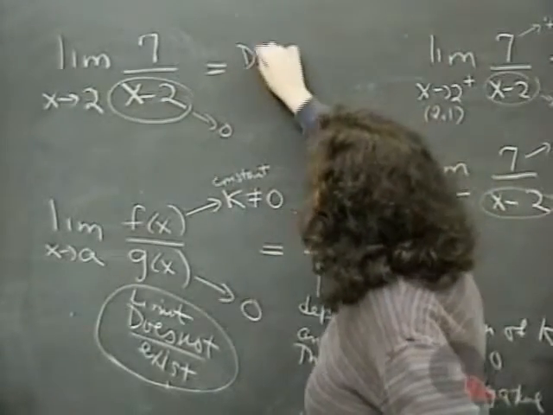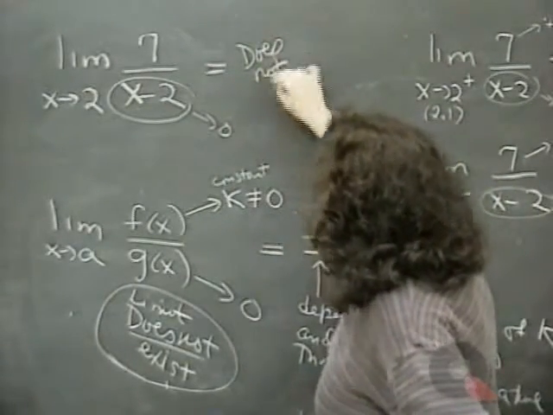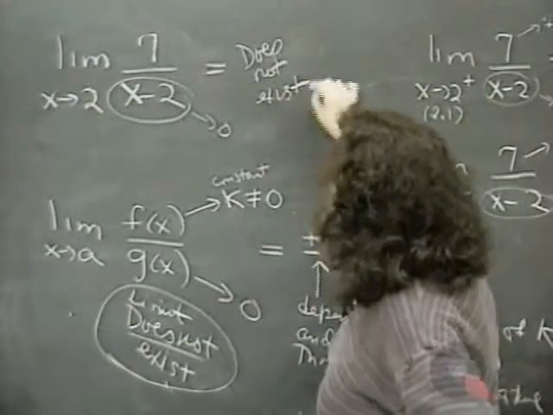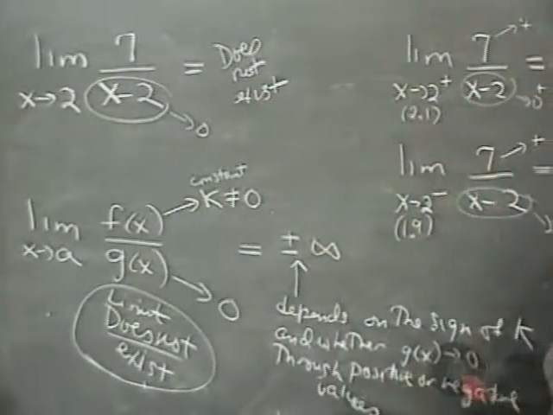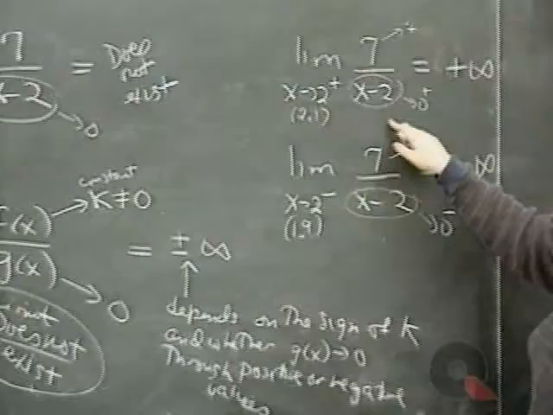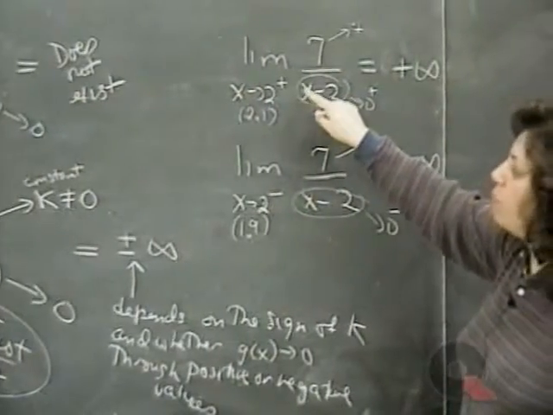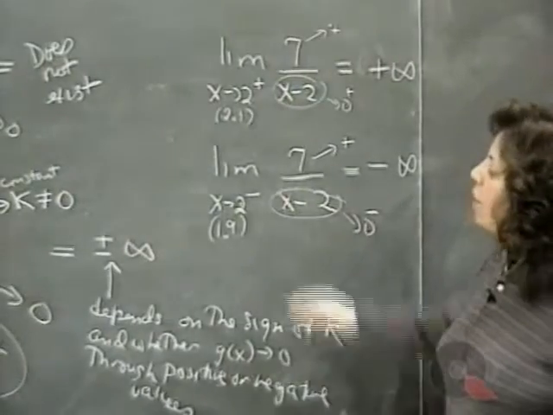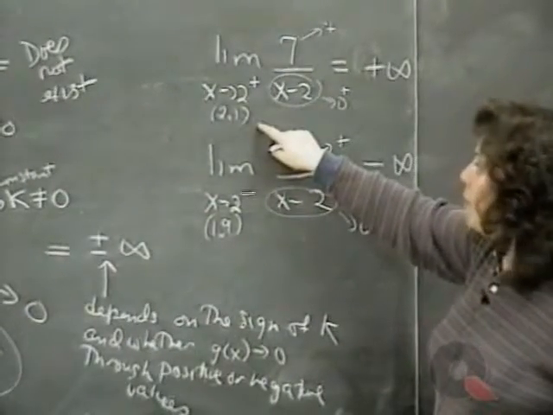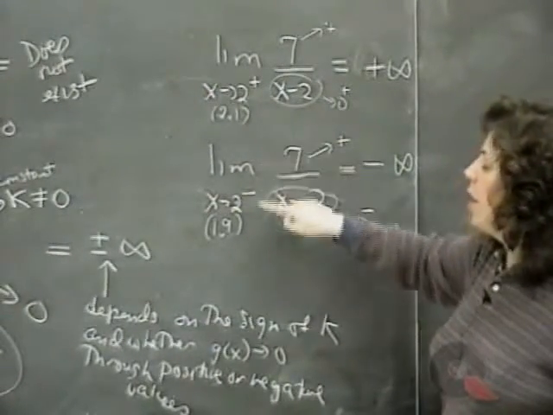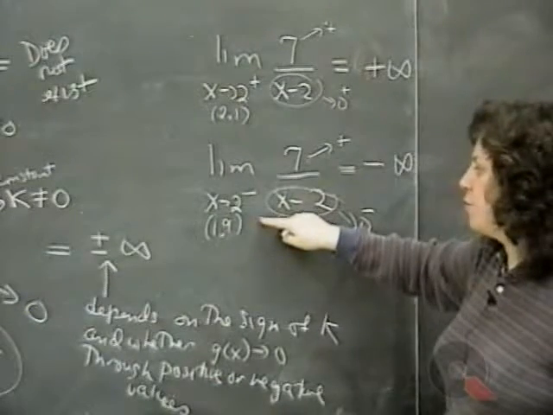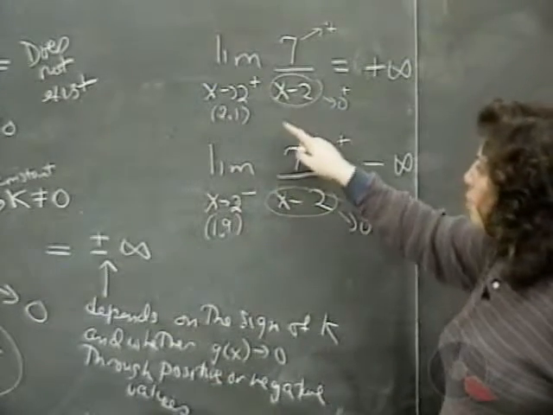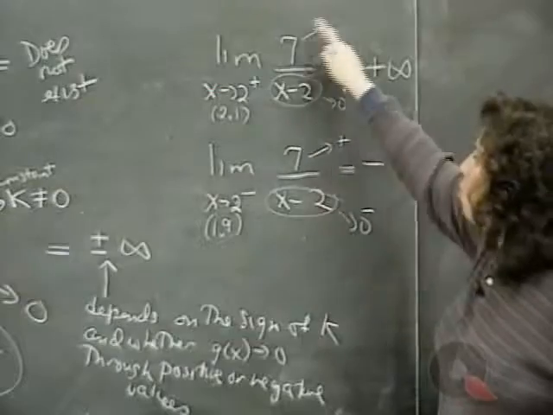First of all, this limit does not exist. If you want to know further information about how it does not exist, we can investigate what happens as you approach 2 from the right and from the left. A good idea would be to take a testing value, a number which is close to 2 but from the right of 2, say like 2.1, a number which is close to 2 but on the left side of 2, 1.9. Substitute in that value.